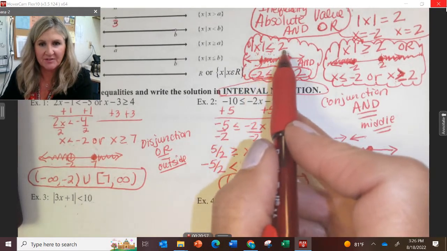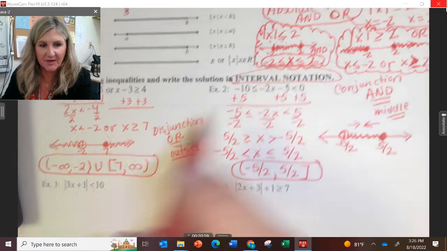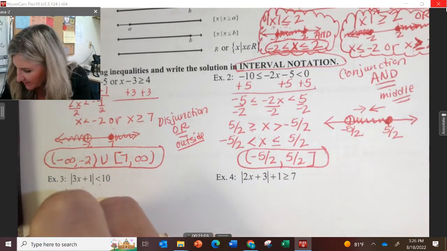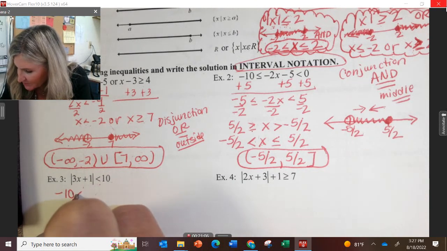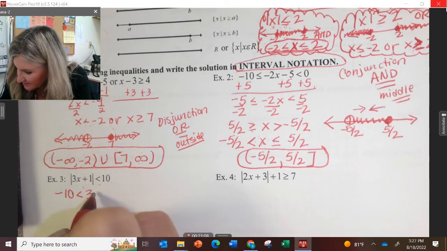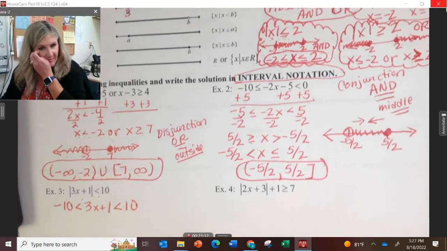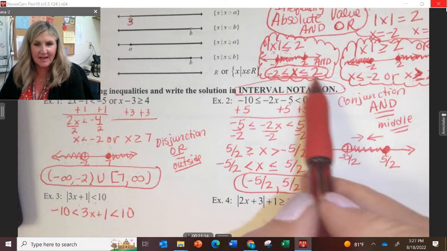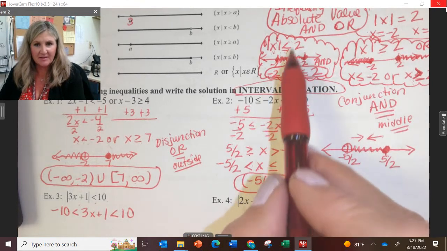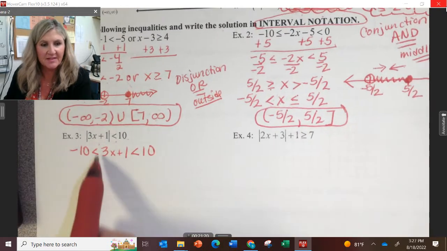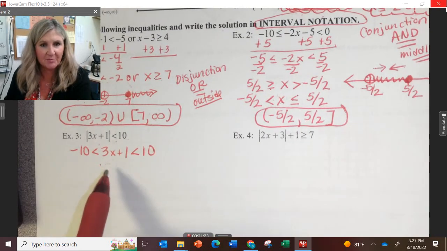Let's back up here if you need to. Less than is going to be in between, isn't it? So I have to use the opposite of this, negative 10. I'm going to have to be less than 3x plus 1, less than 10. Look at that. That's exactly how we did on this one. Opposite, points the same direction, x, it's that middle part. This is the setup. That's the important part of it.